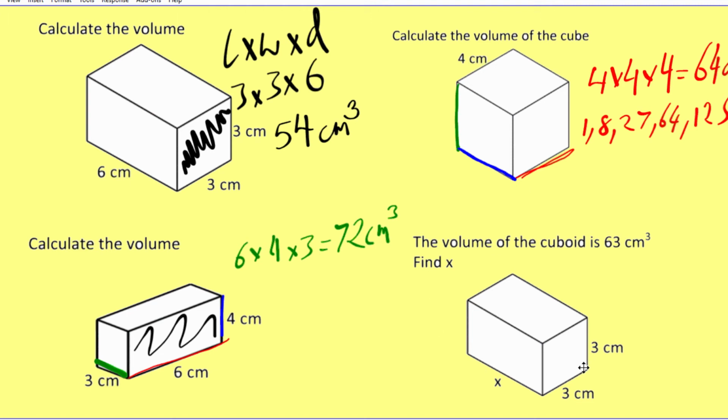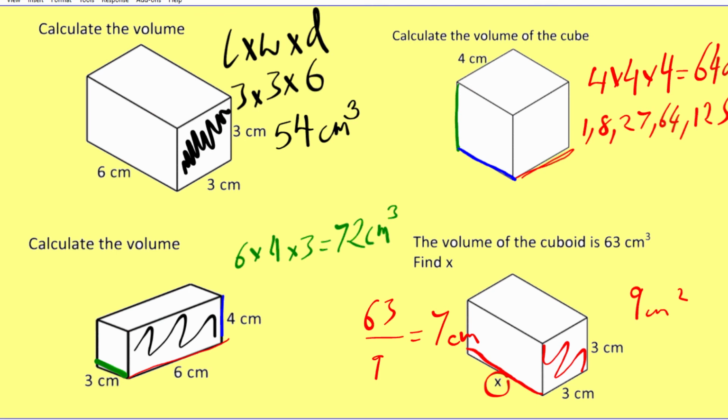Find x. So we find the area of this part like we would normally. 3 times 3, which is 9. So that area is 9 centimeters squared. And to work out this value of x, we have to think, what is 63 divided by 9? Because if we times this number by 9, it's going to make 63. So we do 63 divided by 9, which is just going to give us 7. So it's just 7 centimeters. Not centimeters squared, not centimeters cubed, because it's just the length of this line, it's just centimeters.